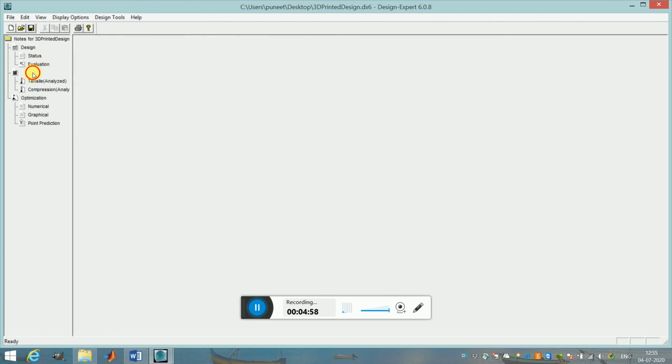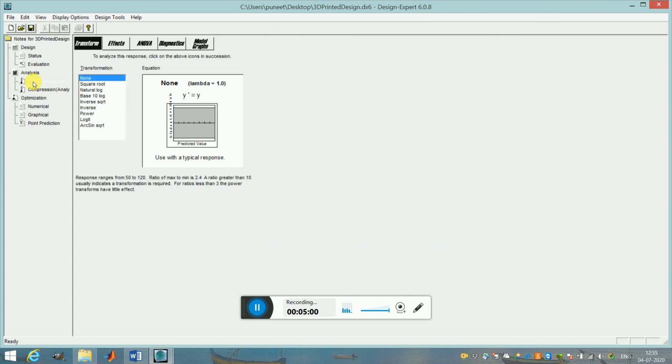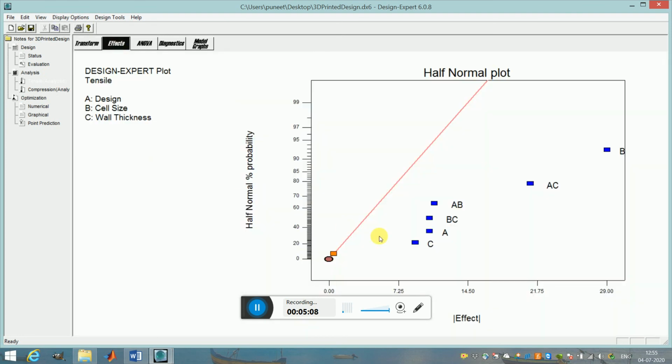For analysis, click on analysis on the left side. The first analysis I will do is for tensile strength. Click on transform. You don't have to do anything here. Go to effects. In the effects section, you will click all these dots one by one, A, B, C, A, B, A, C, B, C. The A, B, C term you will not click, so you undo it.